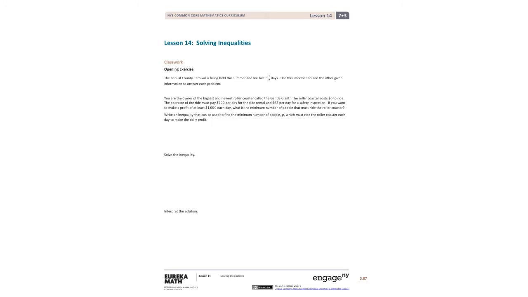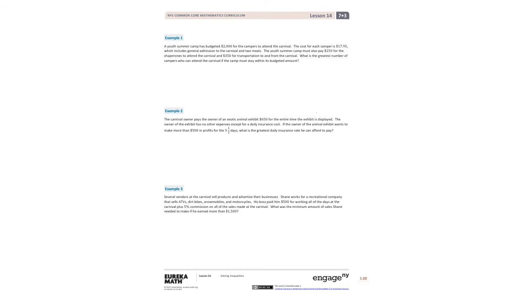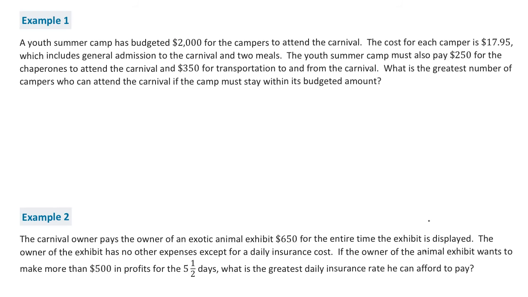Now we're moving on to lesson 14, solving inequalities. We will be doing the examples that start on page 88. Example 1. A youth summer camp has budgeted $2,000 for the campers to attend the carnival. The cost for each camper is $17.95, which includes general admission to the carnival and 2 meals. The youth summer camp must also pay $250 for the chaperones to attend the carnival and $350 for transportation to and from the carnival. What is the greatest number of campers who can attend the carnival if the camp must stay within its budgeted amount?